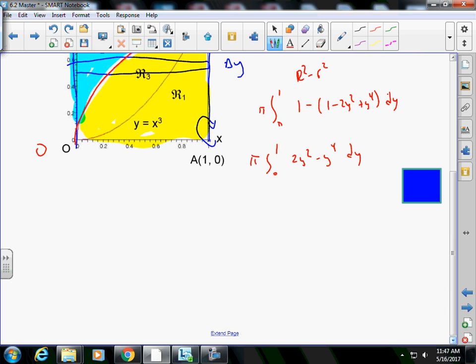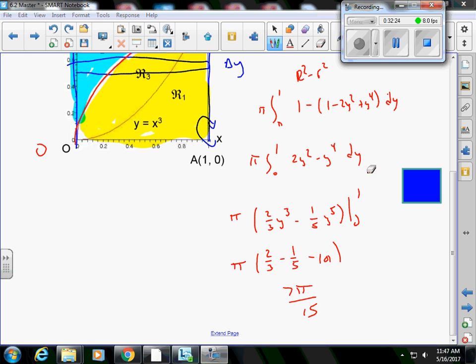I can evaluate that integral. I get pi times 2/3 y cubed minus 1/5 y to the 5th from 0 to 1. Again, I'll give you a second to work this out, and then I will show you the answer. So when I put in the 1, I get 2/3 minus 1/5. Put 0 in, everything turns to 0. And when I'm done, I get 7 pi over 15.